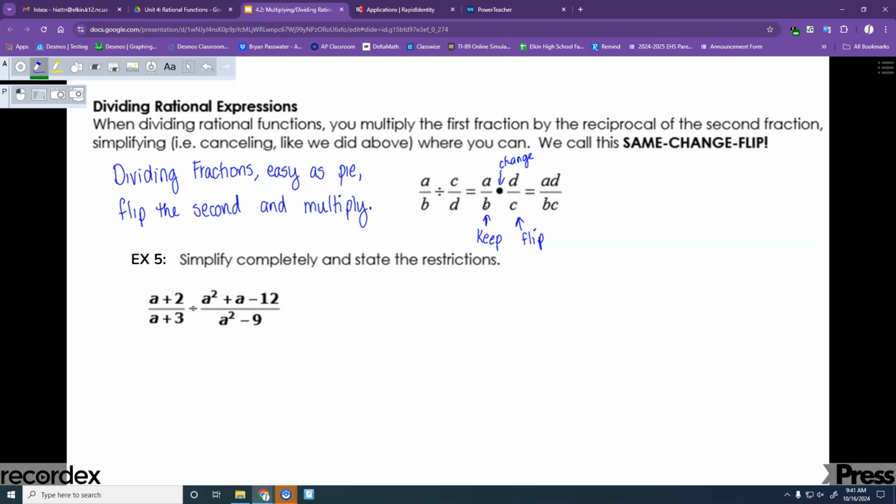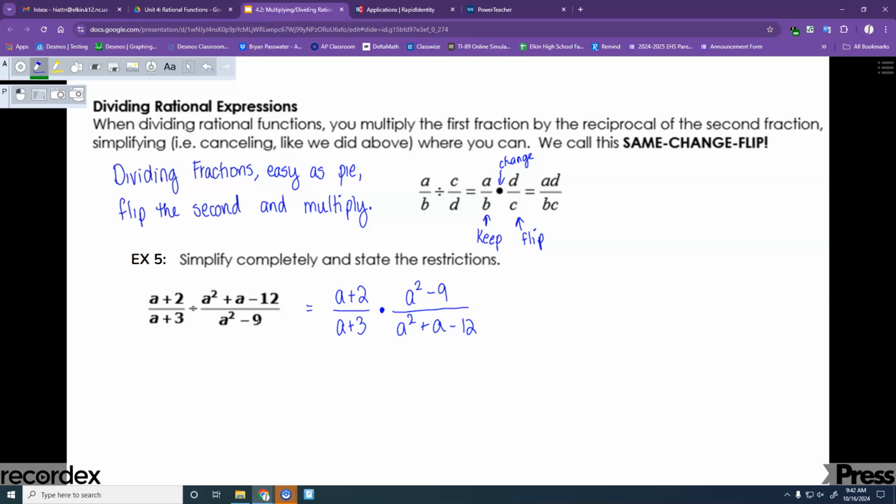Okay? So, if we are asked to simplify (a plus 2)/(a plus 3) divided by (a squared plus a minus 12)/(a squared minus 9). Dividing fractions is easy as pie. Flip the second and multiply. So the first one stays the same, a plus 2 over a plus 3. We're going to change that division to multiplication, and we're going to flip the second fraction. So it's a squared minus 9 over a squared plus a minus 12.